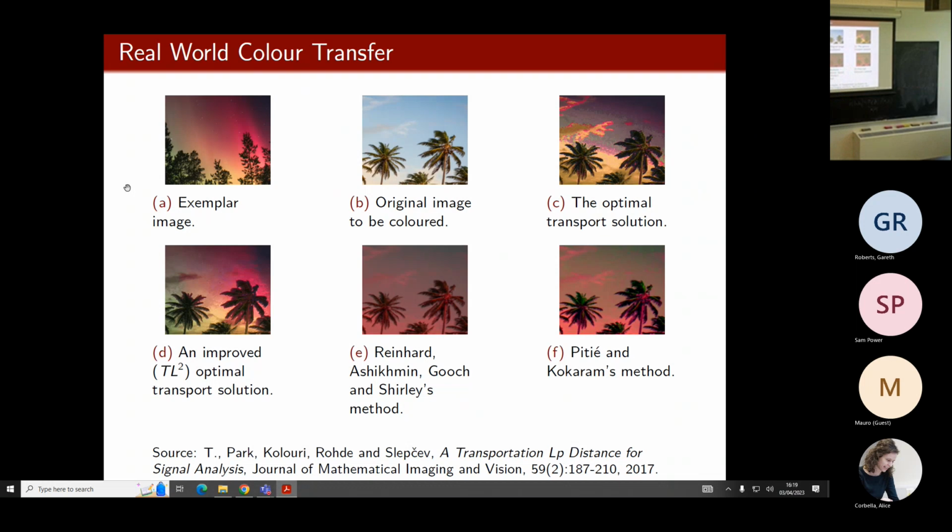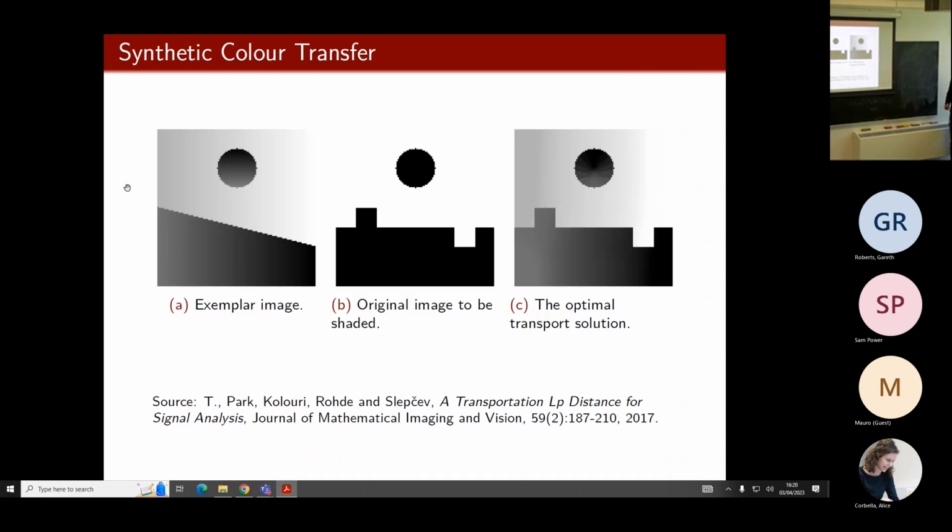This was from a paper which is the TLP framework, which is essentially optimal transport on the level of functions. The point is you actually get a much better solution at this level. So definitely you can use optimal transport. My experience is that it doesn't work quite as well. Okay, this is another color transfer problem.